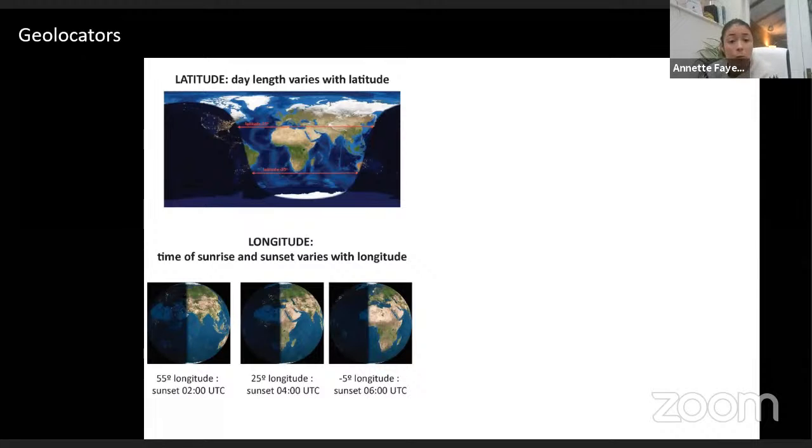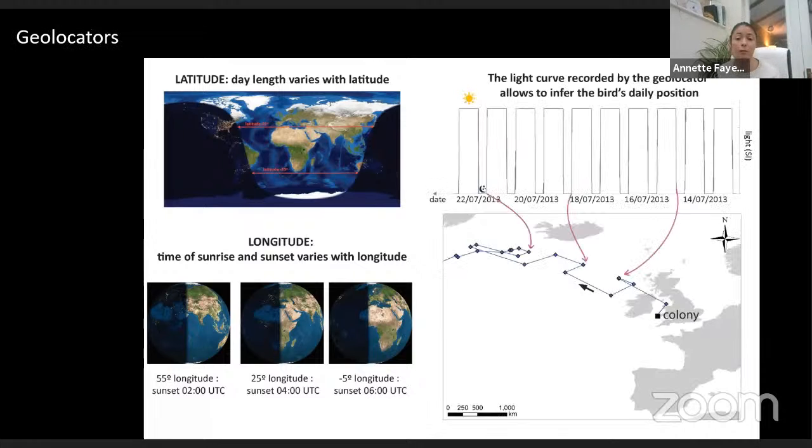And so with these two pieces of information, we can work out an approximate position of the bird. So that's not as accurate as GPS, but that allows us to do this for a much longer period. And it's great for long distance movement. So this is an example. You get a light curve with light, night and day, and you can link that back to positions in the ocean.